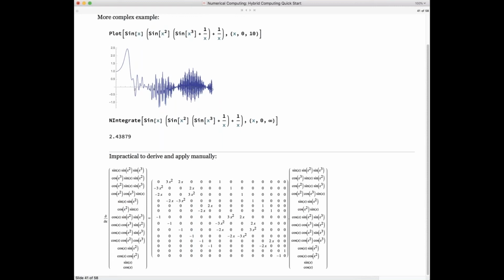And so for Levin-type methods to be useful as a general tool, you need a system in which both the difficult symbolic derivations and the heavy number crunching can be done automatically for the user.